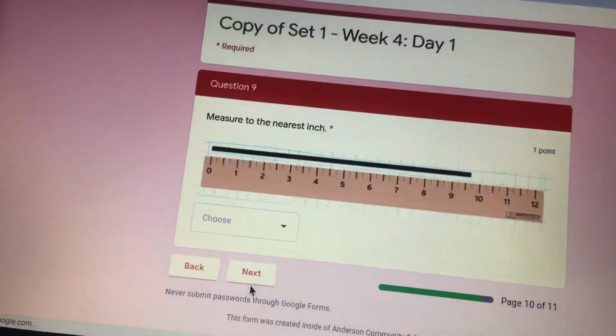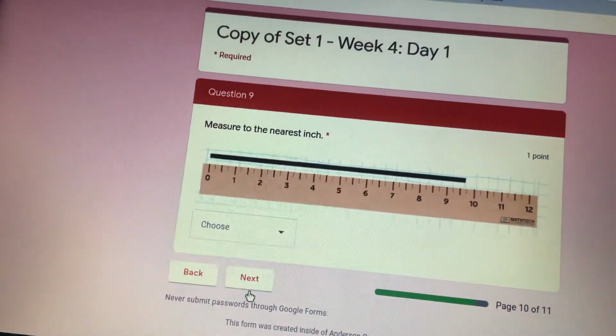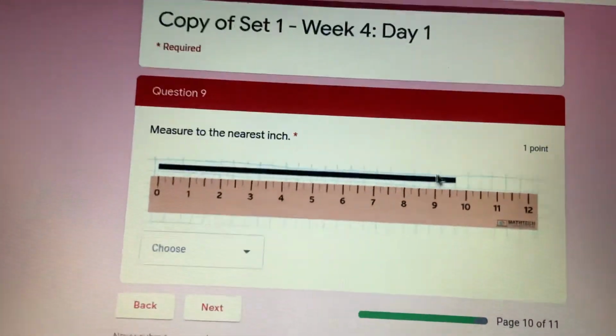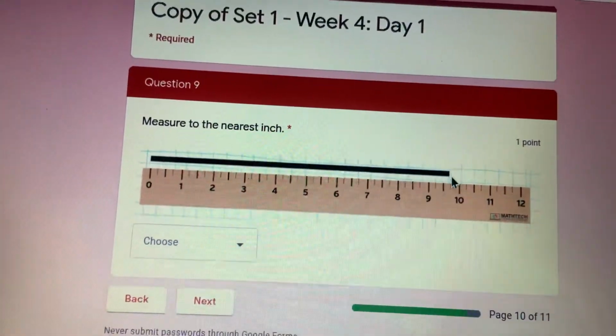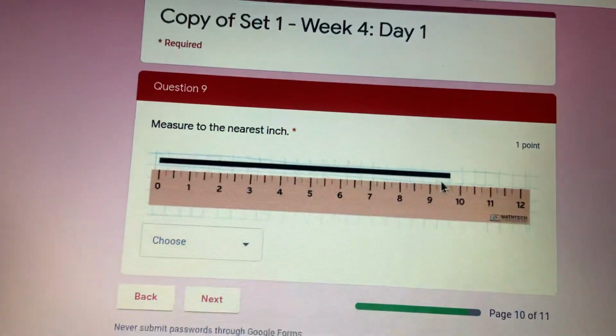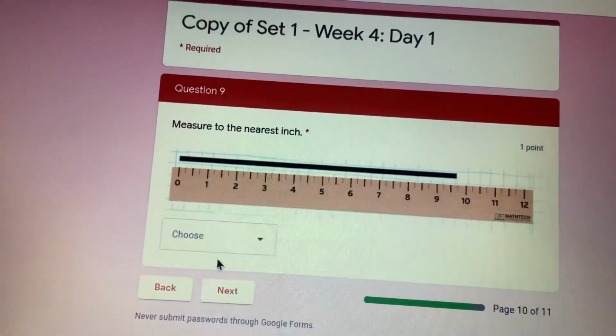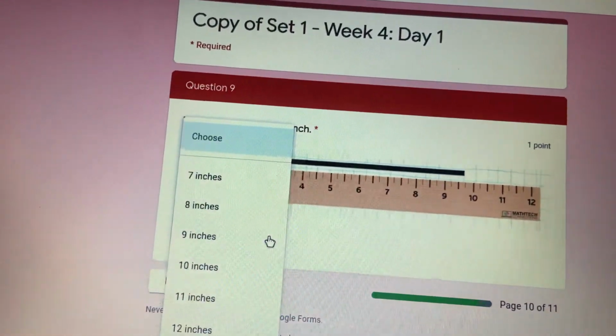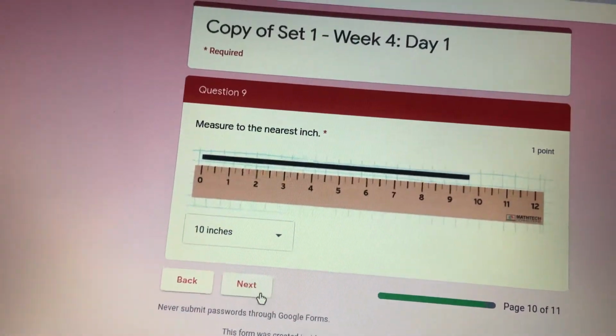We click next again, and we have a measuring to the nearest inch. If we go down here and we look, it's past the 9 quite a bit and a little closer to the 10, so I would click on this arrow down and choose 10 inches.